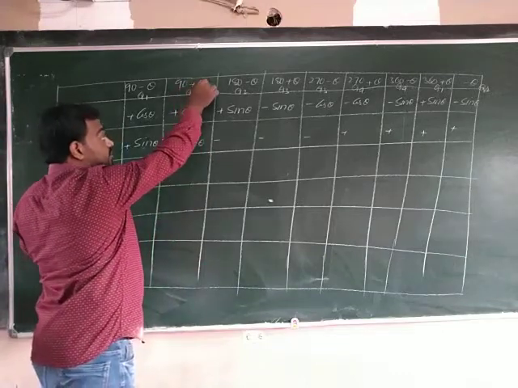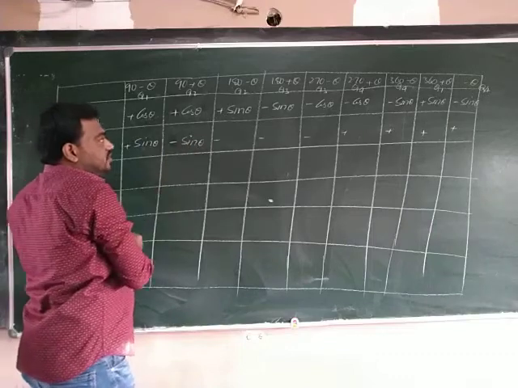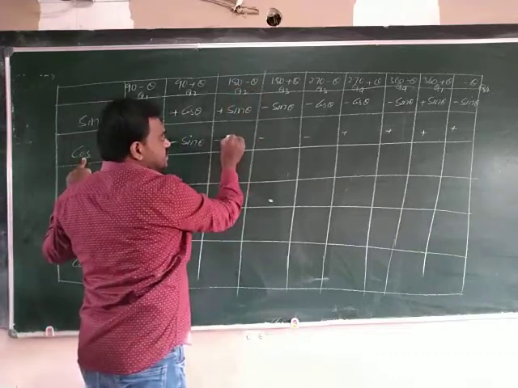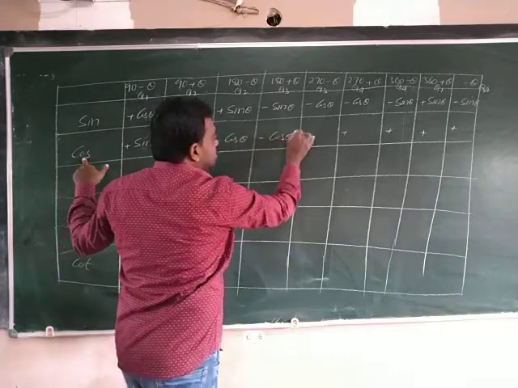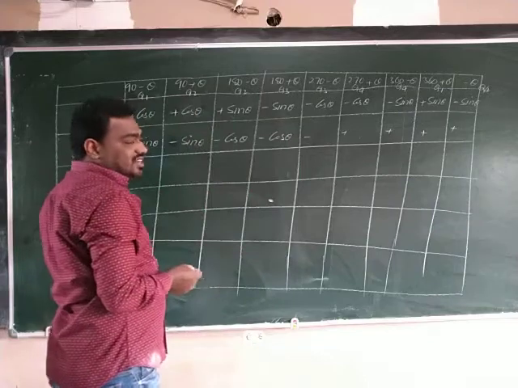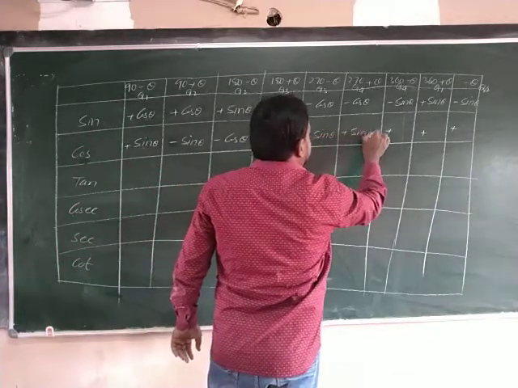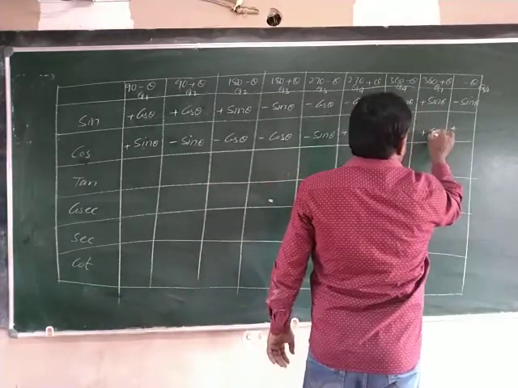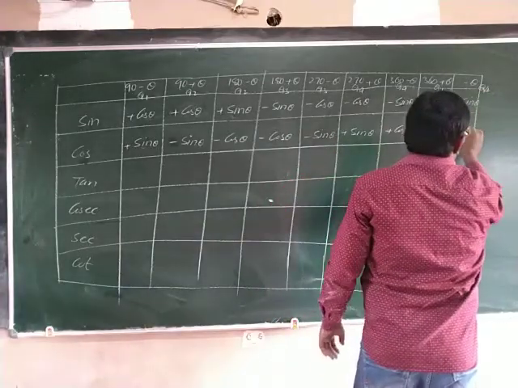For 90 plus theta, cos is changing to sin, so minus sin theta. 180 minus theta: cos 180 does not change, so cos only. 270 is changing, cos changing to sin, so sin theta. 360 does not change, so cos theta.